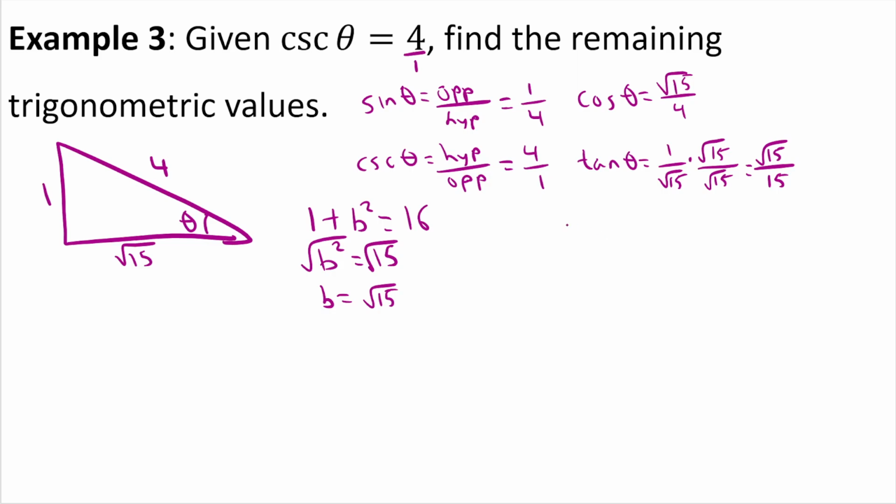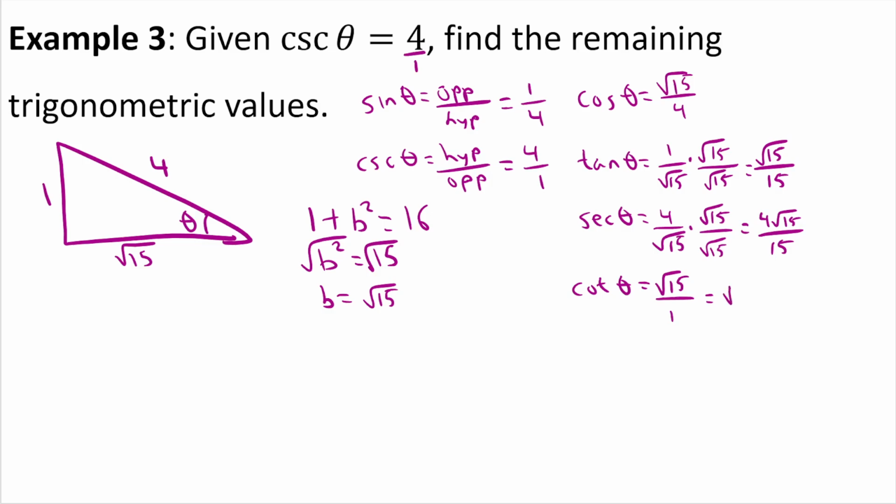Now the remaining ones would then be secant. Secant of theta would be 4 over square root of 15. And that's going to give you another rationalization right here, which is equal to 4 square root of 15 over 15. And then you have the cotangent, which is the last one here. Cotangent's reciprocal is just square root of 15 over 1, or you could just leave it as square root of 15.